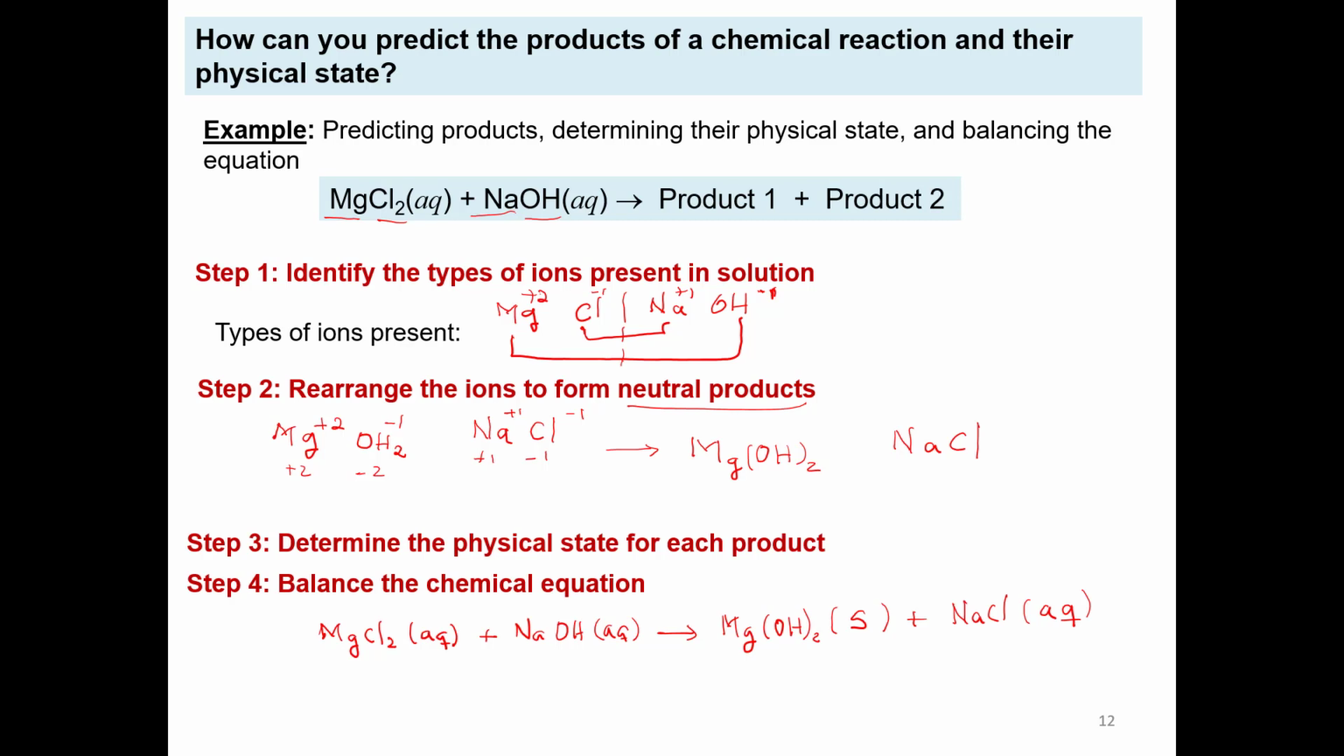Now we need to check the last part. In the last part, we need to balance the equation. And to balance the equation, we need to see if the number of atoms we have on one side is the same as the number of atoms we have on the other side. And let's try to write here the atoms. I don't have a space here, but I will make a space here. Let me write here.